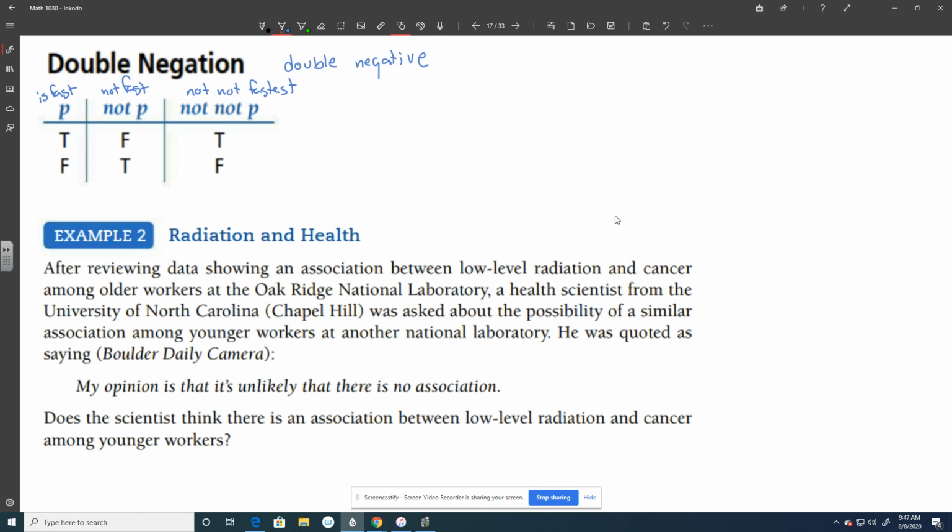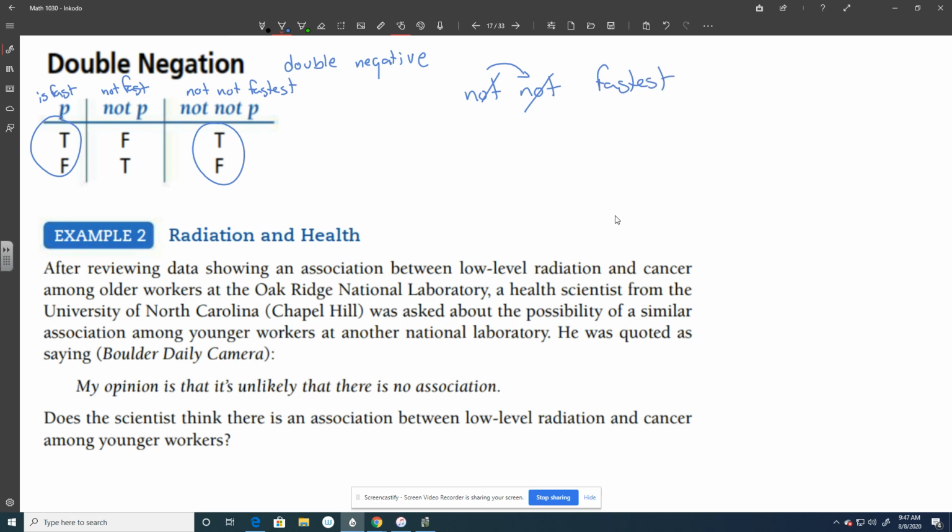But then when we get over to the not not, if she is the fastest, then she is also not not the fastest, because you're saying the same thing as this first table here. The first not negates this second not. This one cancels out that one. So those go away and you're just left with the fastest.